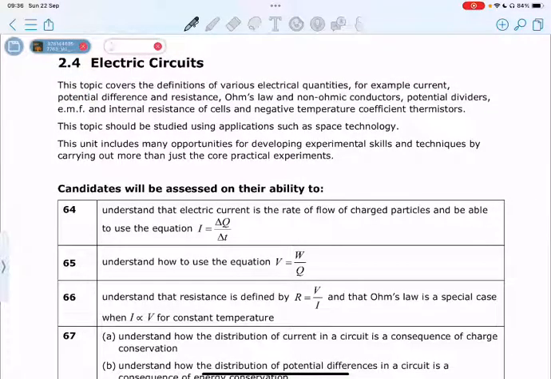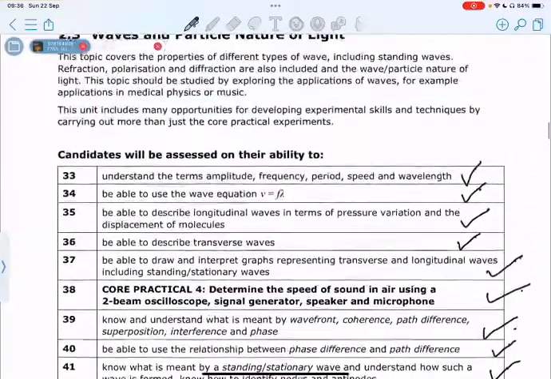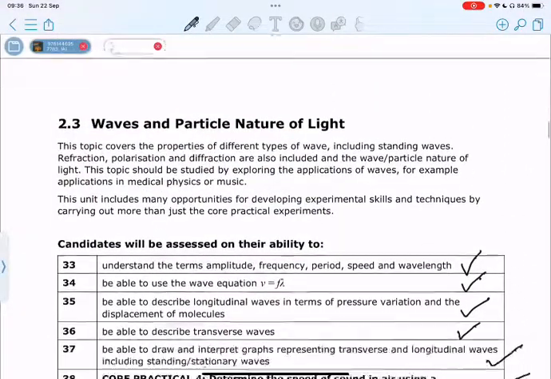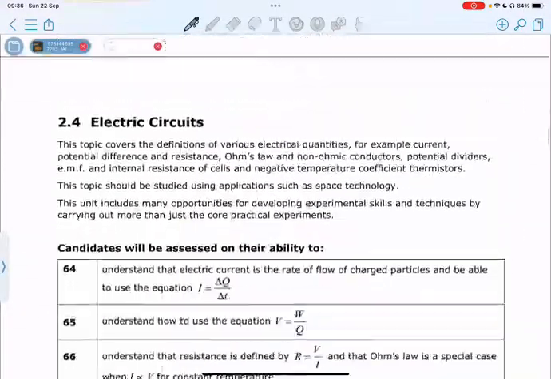So we're going to begin with part 6 of the IAS level Edexcel physics. This is the start of electric circuits, by the way. We finished on waves and the particle nature of light. Now we move on to electric circuits.